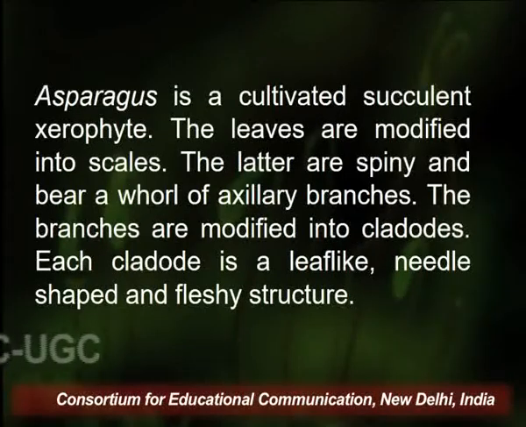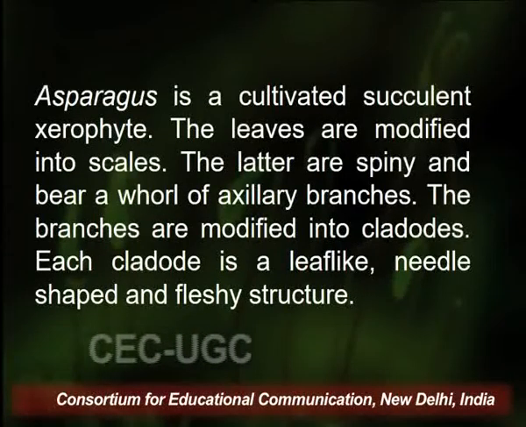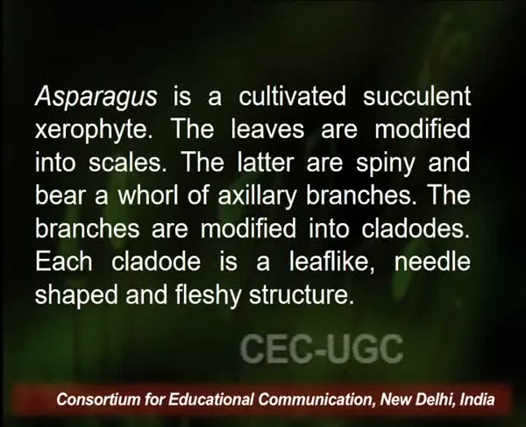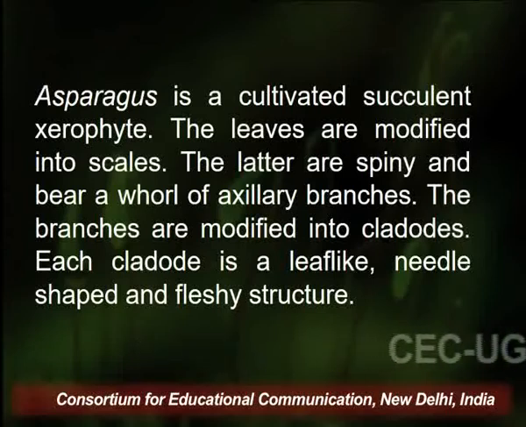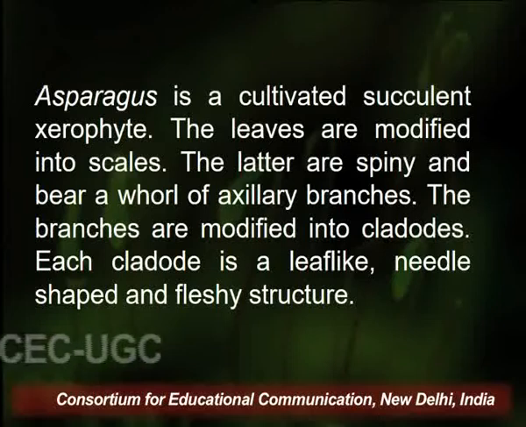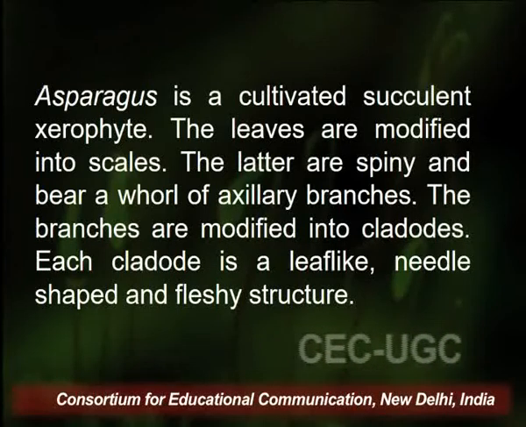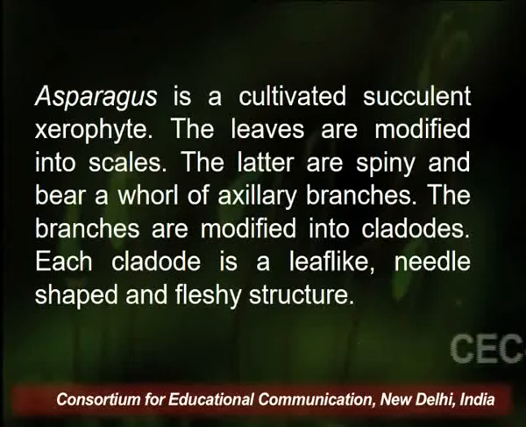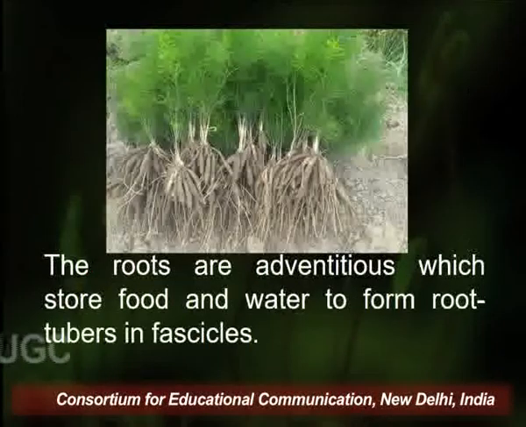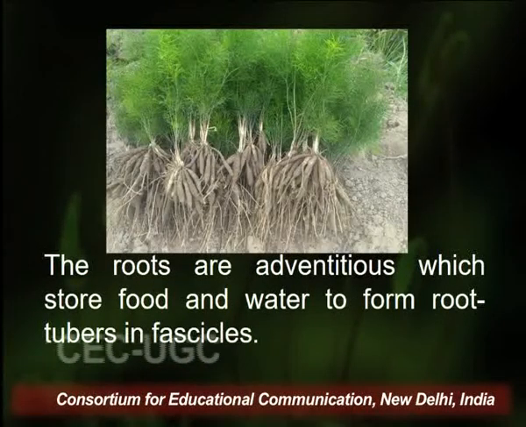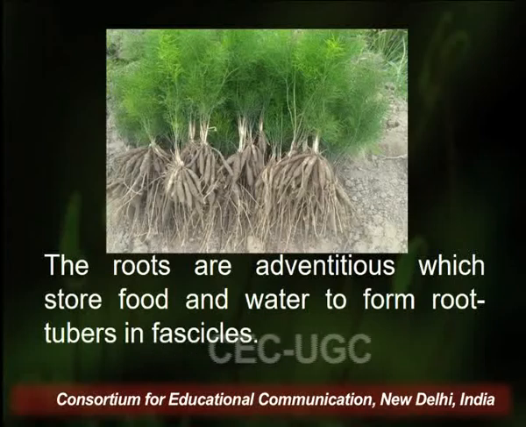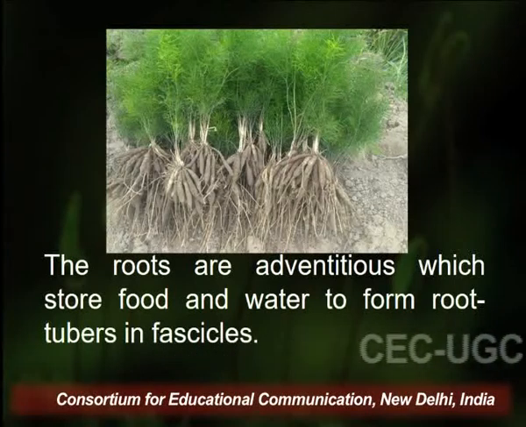Asparagus is a cultivated succulent xerophyte. The leaves are modified into scales. The latter are spiny and bear a whorl of axillary branches. The branches are modified into cladodes. Each cladode is a leaf-like, needle-shaped and fleshy structure. The roots are adventitious, which store food and water to form root tubers in fascicles.